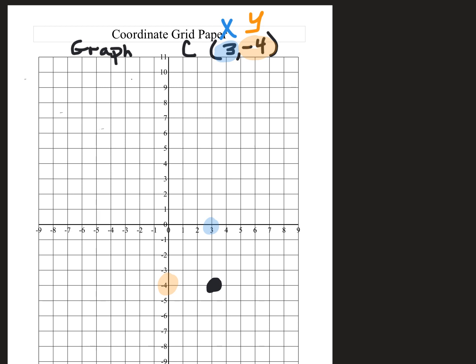And pretty please and thank you, label. That's going to be really important in a minute. So if I say give it a C, please give it a name, give it that C.